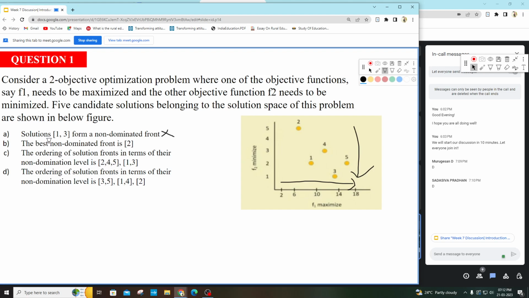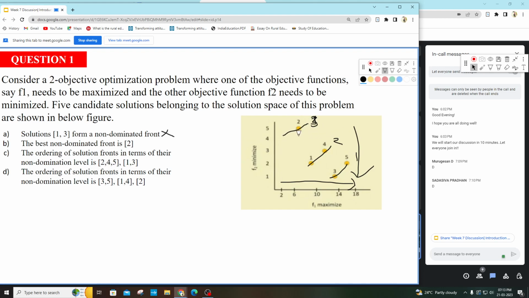Now what about the second statement? The best non-dominating friend is 2. So yes, 2 is forming a friend, that is true. But the problem with 2 is that we have to maximize F1 and we have to minimize F2. Let's say this is front 3, this is front 1, this is front 2. So if I talk about front 3, that is point 2.